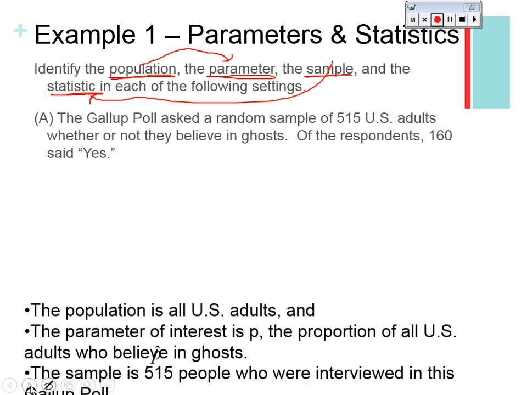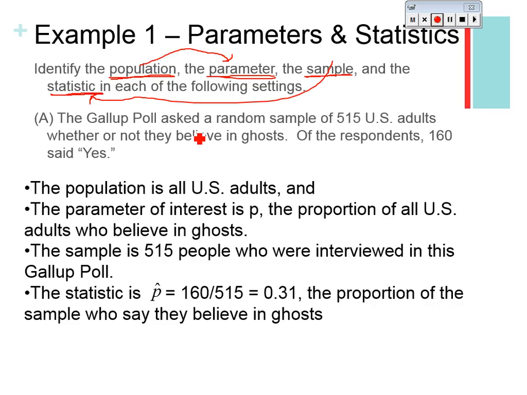In terms of the question here, it says the Gallup poll asked a random sample of 515 U.S. adults whether or not they believe in ghosts. Of the respondents, 160 said yes. So the population here, all the different people that could have been a part of the sample, is all U.S. adults. Within that population, they asked 515 of them.